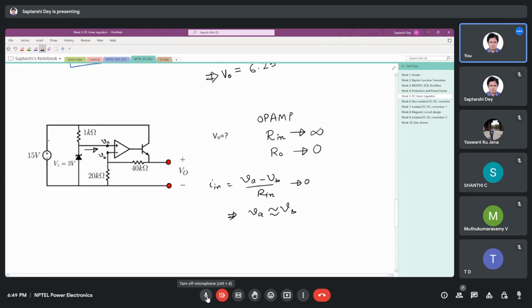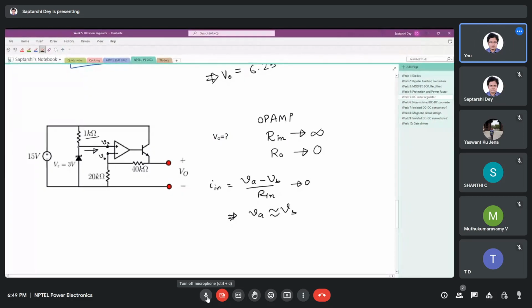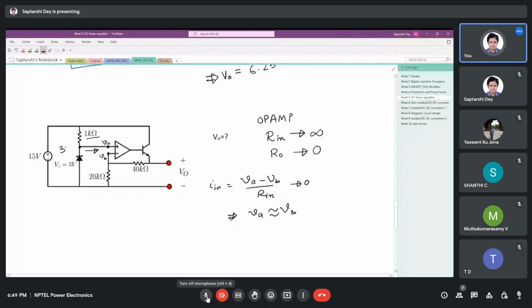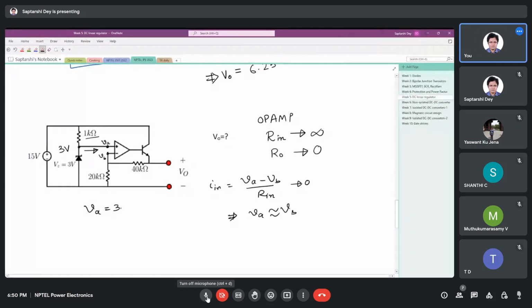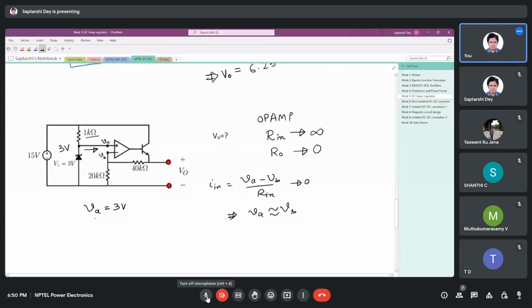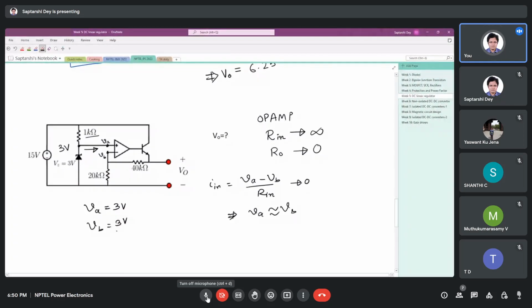Since this is a large impedance, we can say that this point is essentially at 3 volt. Why? Because the Zener is maintaining a constant 3 volt here. So we get VA is 3 volt. This essentially means VB is also 3 volt.